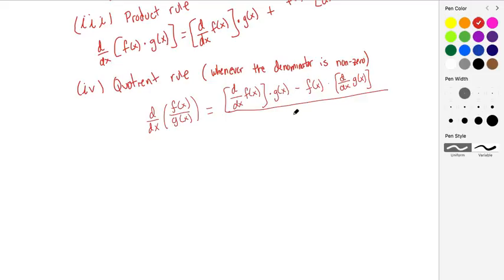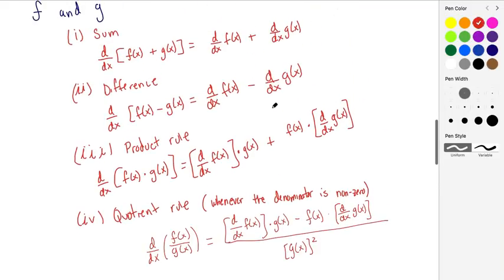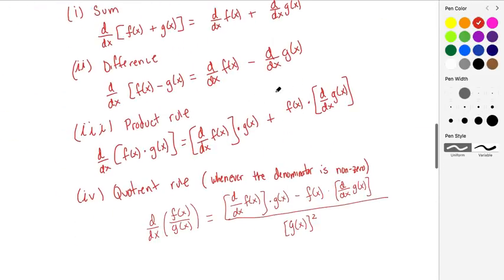And to that, it's going to be divided by the original g of x squared. That is the quotient rule. In the following minutes, we're going to look at a couple of examples that show you how we use these definitions to find the derivatives and limits of different functions.